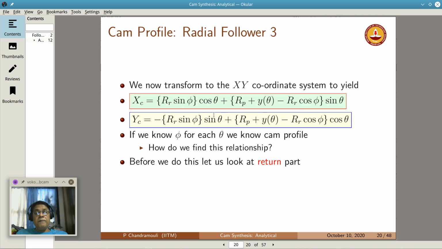So if we know what is phi for each theta, then essentially now we have the equations for the cam profile. So the equations for the cam profile are now derived, but at this point we know that the pressure angle comes into the expression, but we don't know what this angle phi is, right? So before we come and examine this relation, this is the rise part of the curve that I showed. Now what happens at the return part of it?